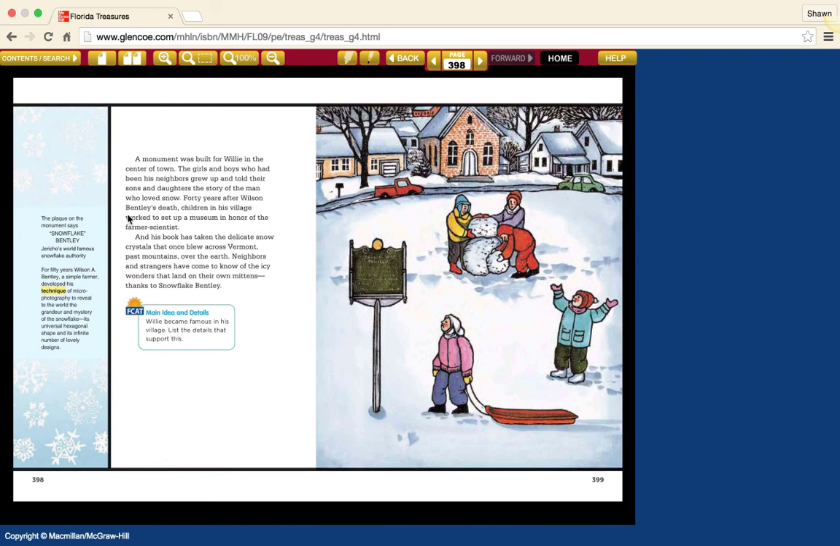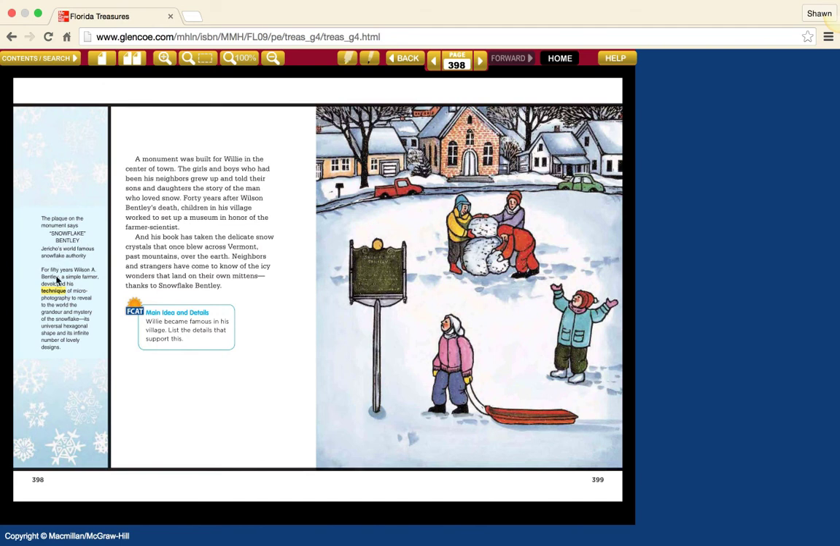40 years after Wilson Bentley's death, children in his village worked to set up a museum in honor of the farmer scientist. And his book has taken the delicate snow crystals that once blew across Vermont, past mountains, over the earth. Neighbors and strangers have come to know of the icy wonders that land on their own mittens, thanks to Snowflake Bentley. And the plaque here on the picture says, Snowflake Bentley, Jericho's world-famous snowflake authority.